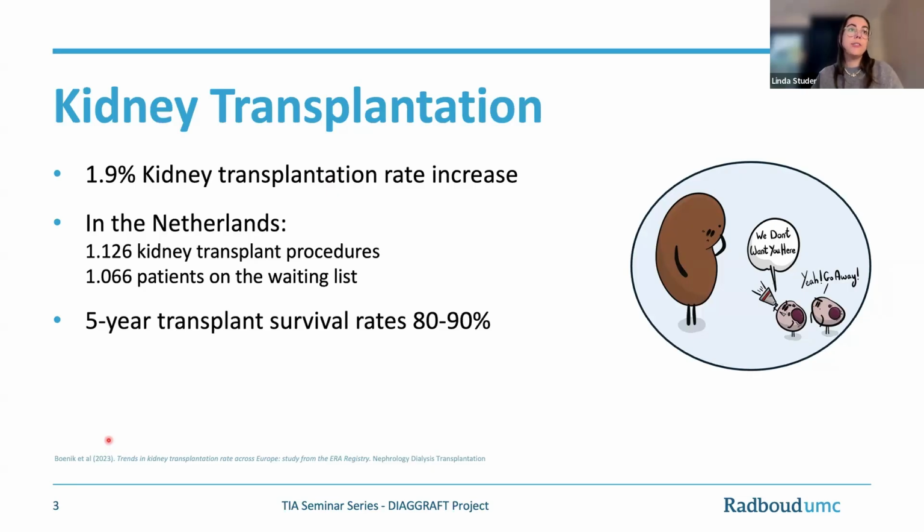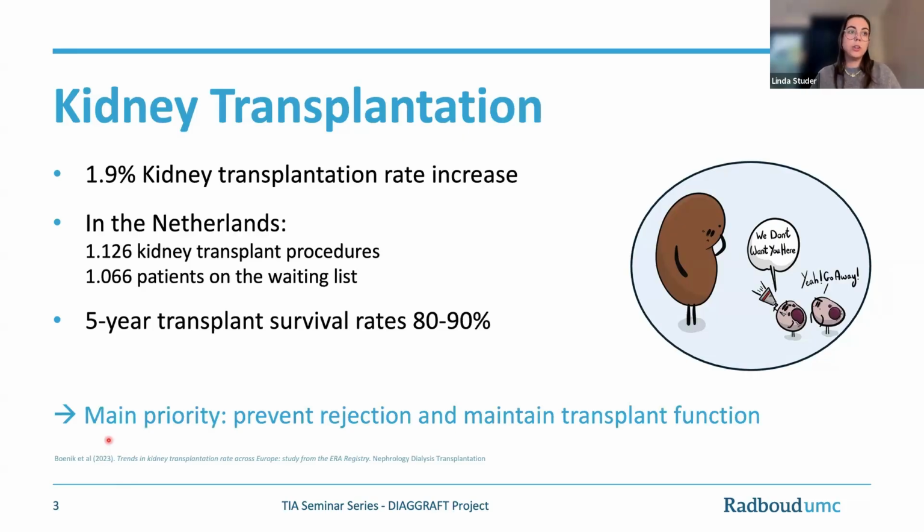And we actually see a 5-year transplant survival rate of about 80-90%, which means that these people will have to get a new donor organ if it doesn't survive. So the diagnostic is really all centered on the main priority to prevent the rejection, to keep the transplant organ as healthy for as long as possible, and maintain the transplant function.